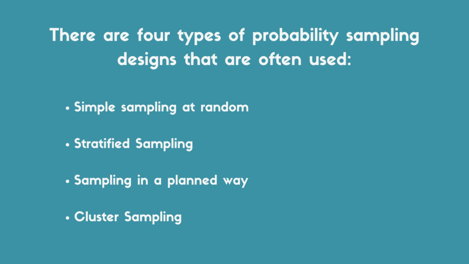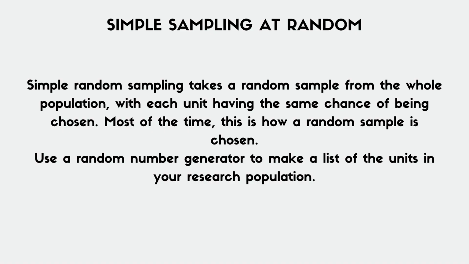Different kinds of random sampling. There are 4 types of probability sampling designs that are often used: simple random sampling, stratified sampling, systematic sampling, and cluster sampling. Simple random sampling takes a random sample from the whole population, with each unit having the same chance of being chosen. Most of the time, this is how a random sample is chosen. Use a random number generator to make a list of the units in your research population.